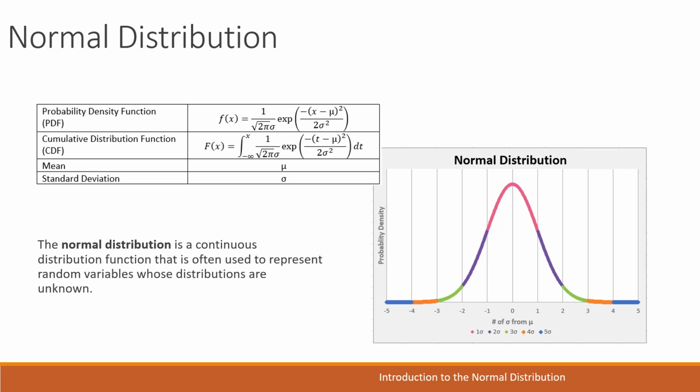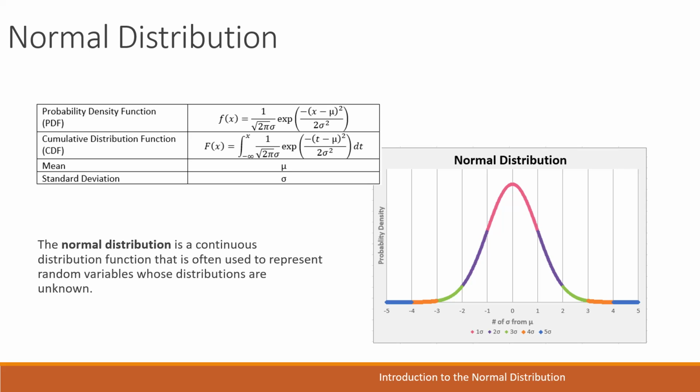And then a continuous variable would be like the amount of rain that we have, which could be anywhere from 0 to 6 inches, but there are infinitely small steps in between. And that would be a continuous variable. So this also says to represent random variables whose distributions are unknown.